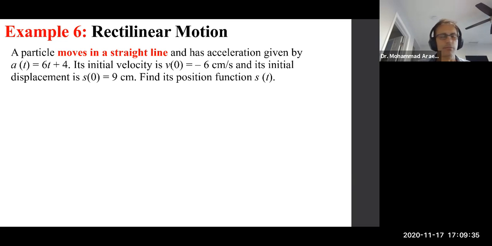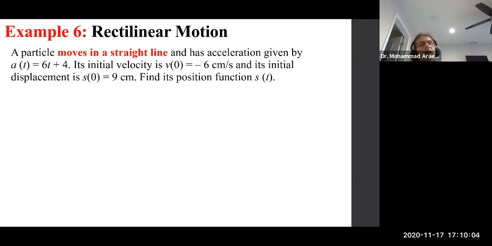Let's look at this case known as rectilinear motion. A particle moves in a straight line and has an acceleration. That's why it's called rectilinear, moving in a straight line. With the acceleration that is 6t plus 4, the initial velocity is negative 6 centimeters per second. Initial displacement S of 0 is 9. We want to find the position function.